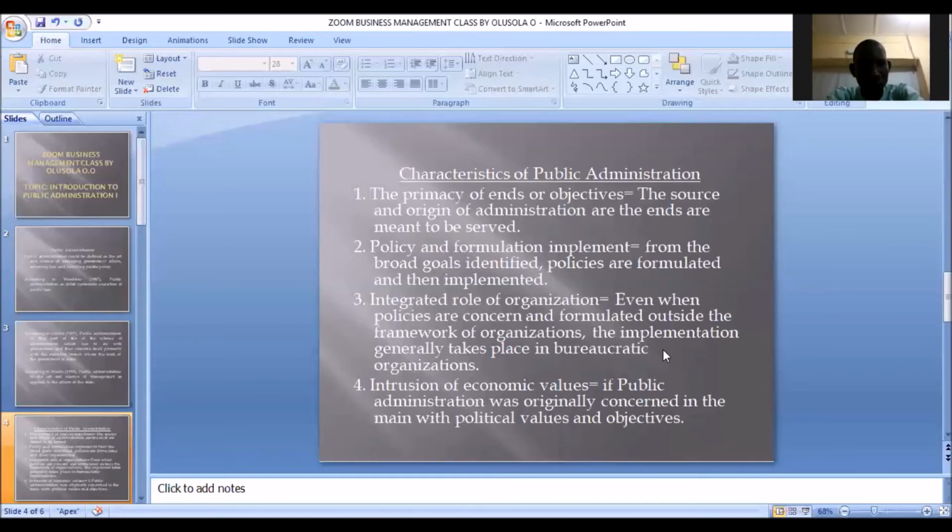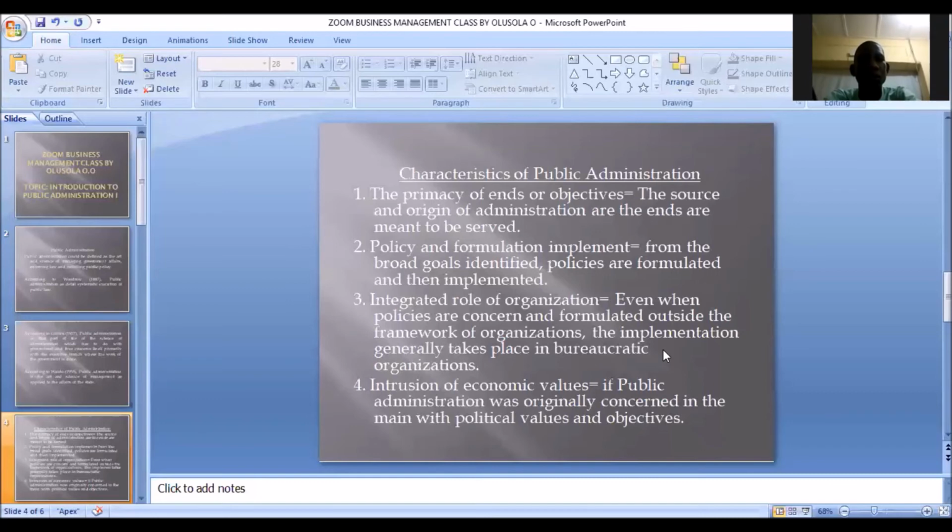The intrusion of economic values is very important. The essence of human existence is for economic value, for economic purpose, for survival. Survival in the sense of what to eat, where to sleep, what to drink, what to put on, what to become, and all this. So every institution, public sector or private sector, has this sense of economism in it. And that's why I said that administration was originally concerned in the main with political values and objectives.